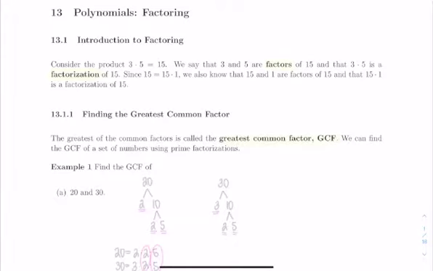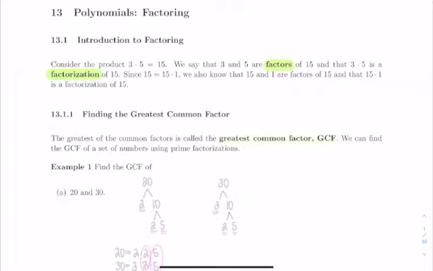In section 13.1, we're looking at an introduction to factoring. Consider the product 3 times 5 equals 15. We see that 3 and 5 are factors of 15, and that 3 times 5 is a factorization of 15. Since 15 equals 15 times 1, we also know that 15 and 1 are factors, and that 15 times 1 is a factorization of 15.